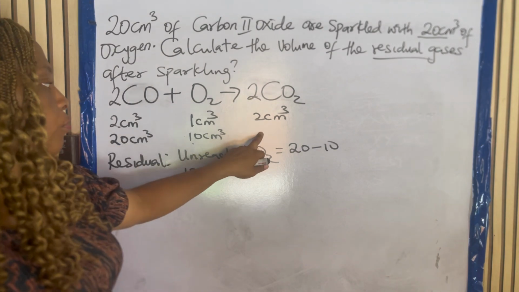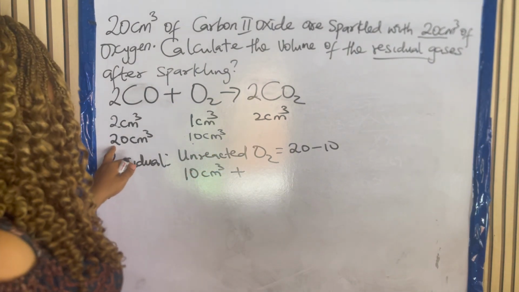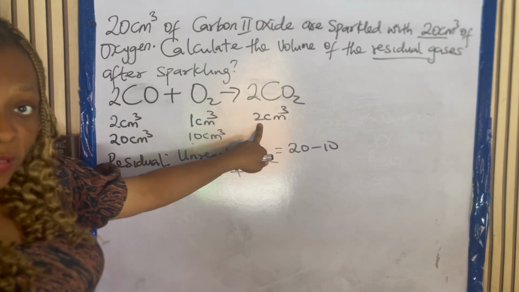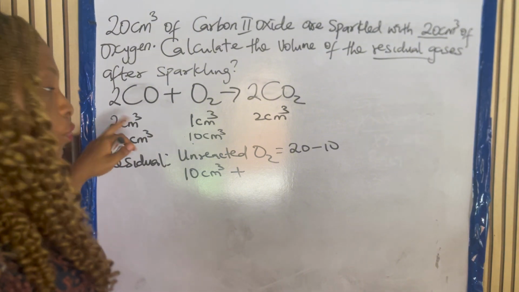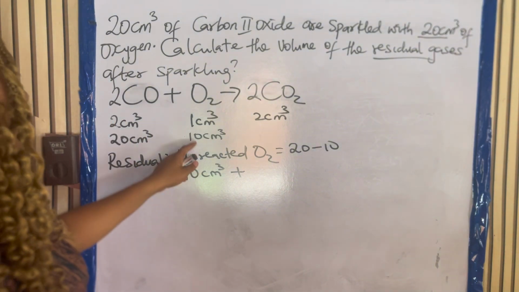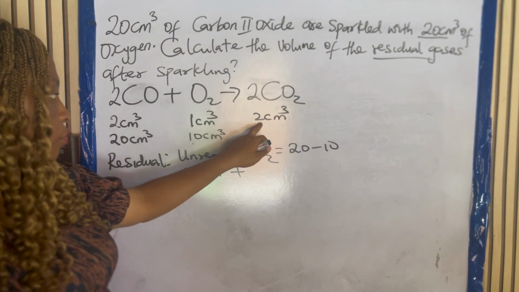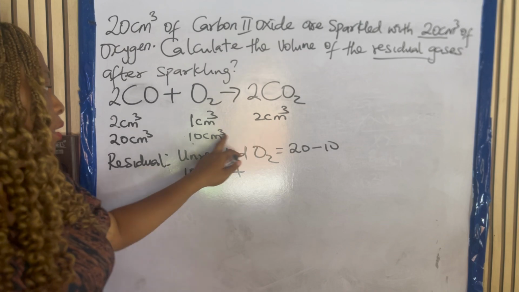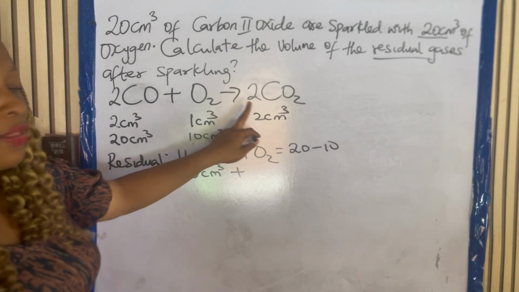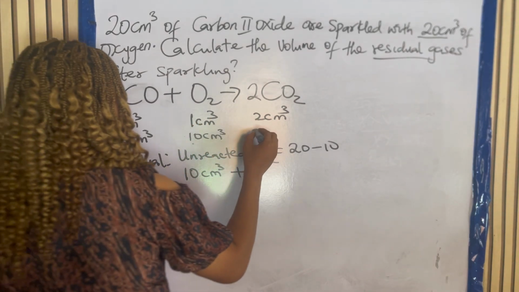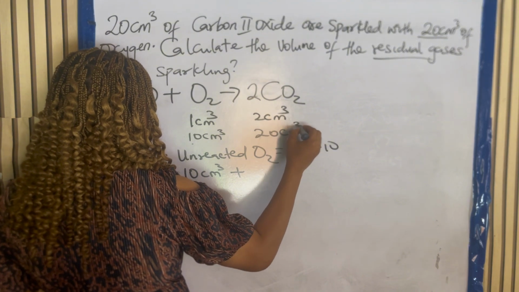20 cm cube will produce how many? It will be 20 times 2, 40, divided by 2, 20. You can also say 1 cm cube produces this, so 10 cm cube produce how many? 10 times 2, 20, divided by 1, 20. So this will be 20 cm cube.